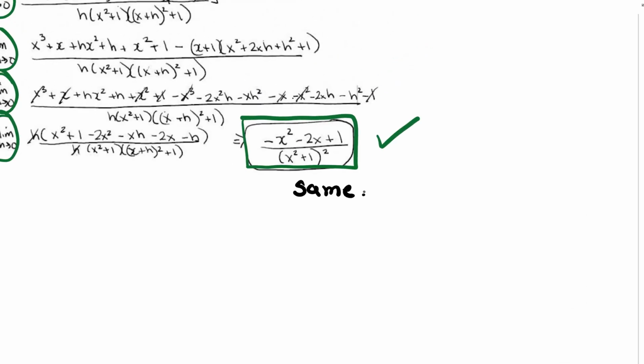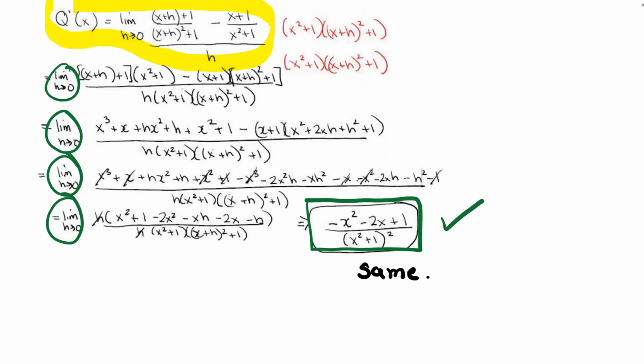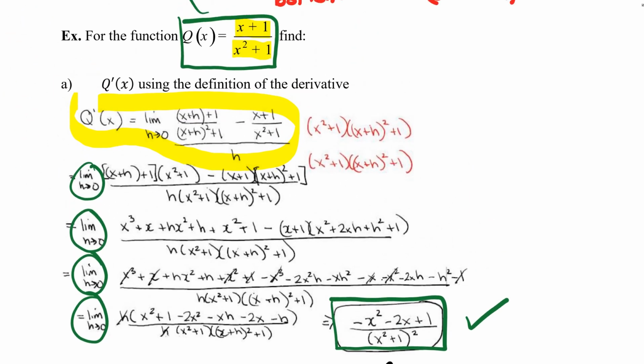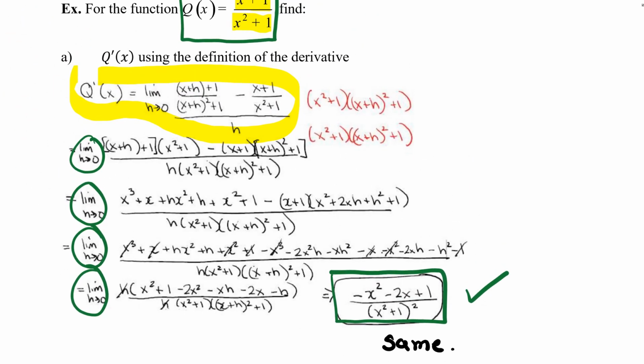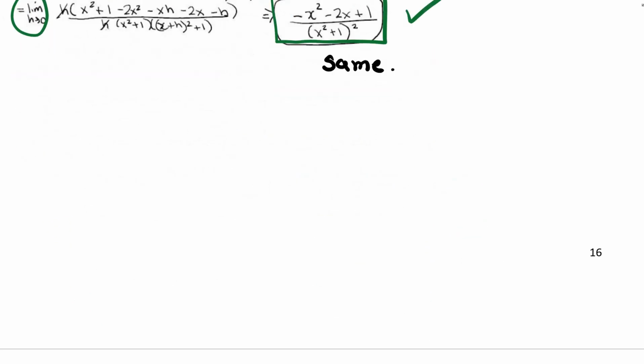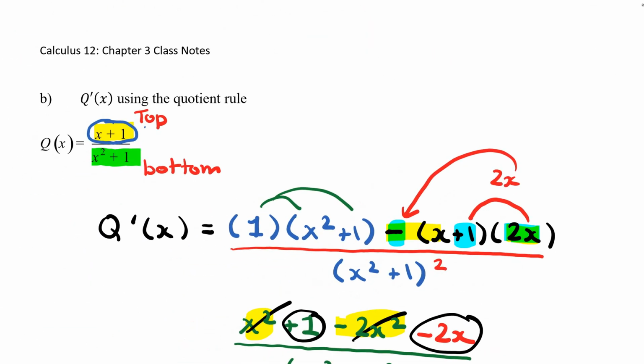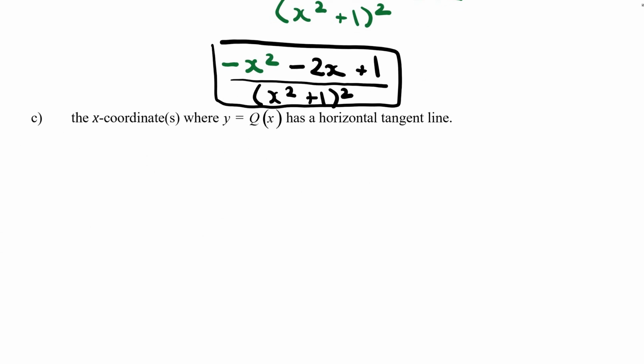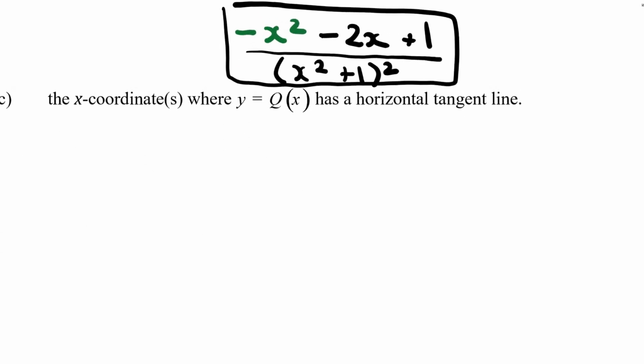So you can be assured that the quotient rule is a much faster way to find the derivative instead of using the definition of the derivative, right? So make sure you do know the quotient rule and how to apply it. It's a very effective way of finding the derivative of rational functions, where you're dividing two functions.